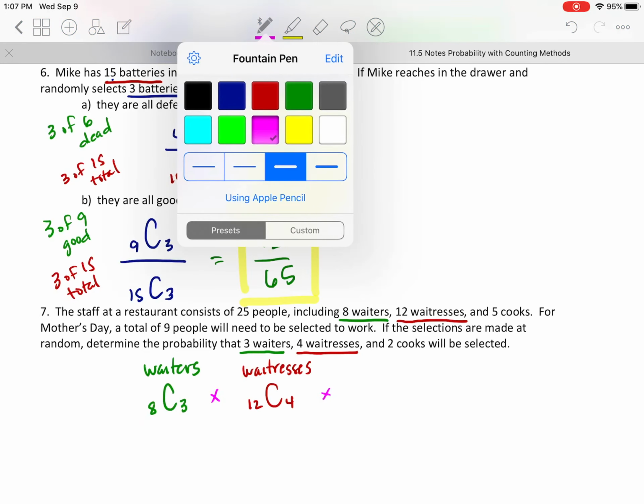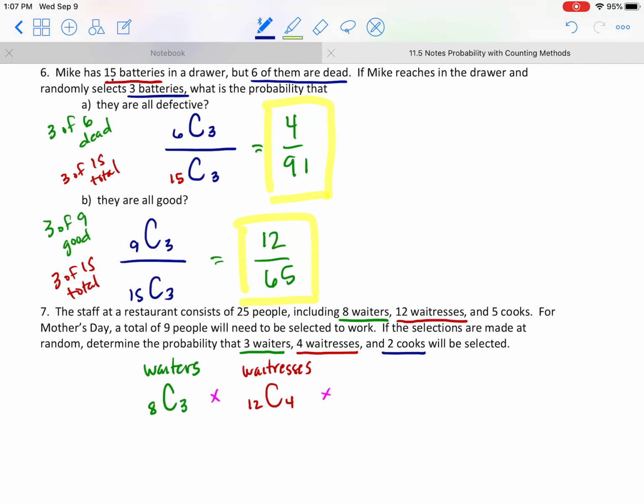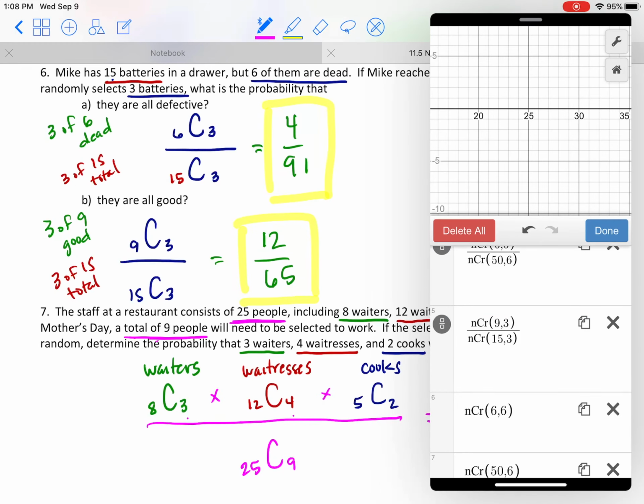And so we multiply. We're going to be choosing cooks, 2 cooks out of the 5 that are available. So for cooks, we look for the number of combinations when we choose 2 out of the 5. Now on the bottom of the fraction, in total, what are we doing? We're choosing 9 staff out of the 25 that are available. So the total is choosing 9 out of 25. And inputting that into the calculator is going to give us our answer.